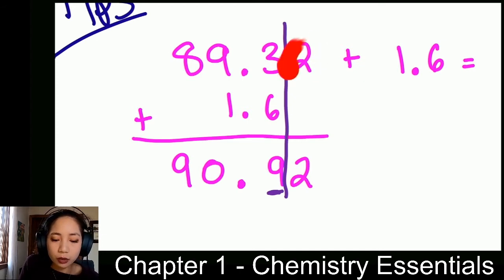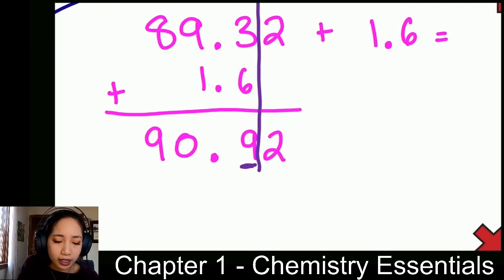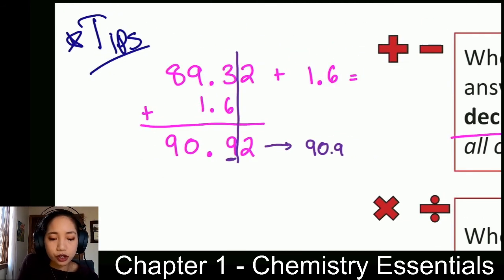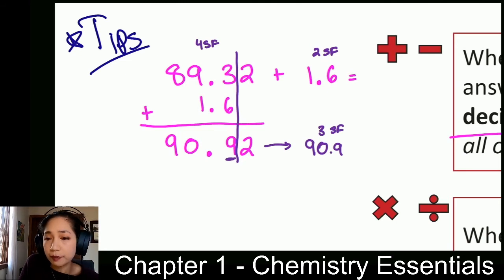So essentially, that 2 gets left out. All right, so when we round this, we're going to round at the tenths place. So our answer here is 90.9. You can see our first number has 4 significant figures, our second number has 2 significant figures, and our answer has 3 significant figures. And that's fine for addition and subtraction. The number of significant figures can change, and it probably will be different than the values you put in.